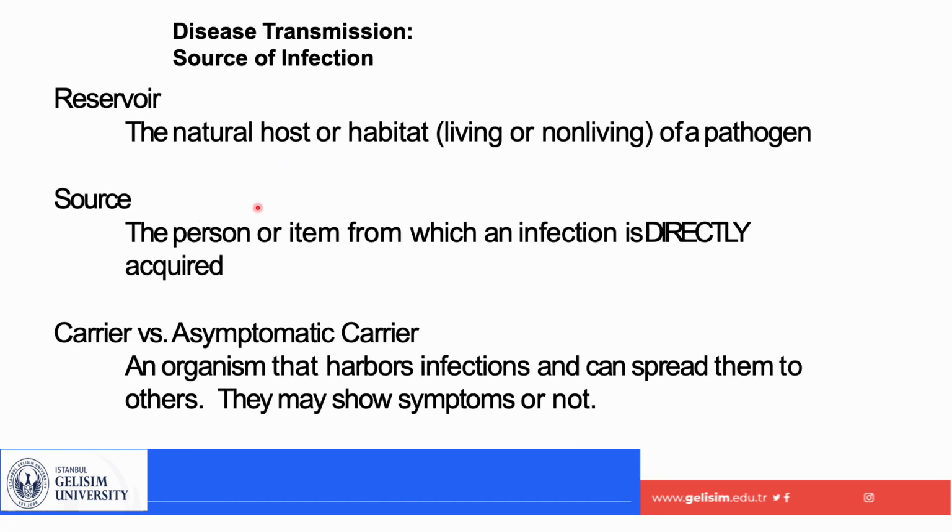So again, the reservoir is where the pathogen is living. Where is its habitat? That's a reservoir. The source is the person or the item from which the infection is directly acquired. What's the carrier or the asymptomatic carrier? This would be the organism that's harboring that infection that can spread it to others. And they may show symptoms or they may not show symptoms.